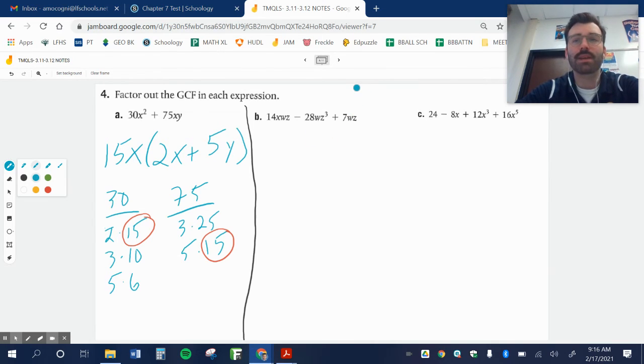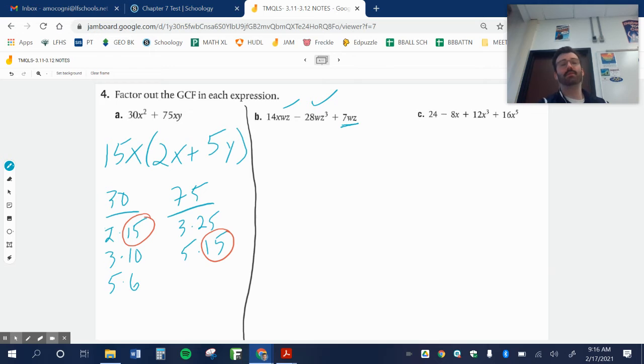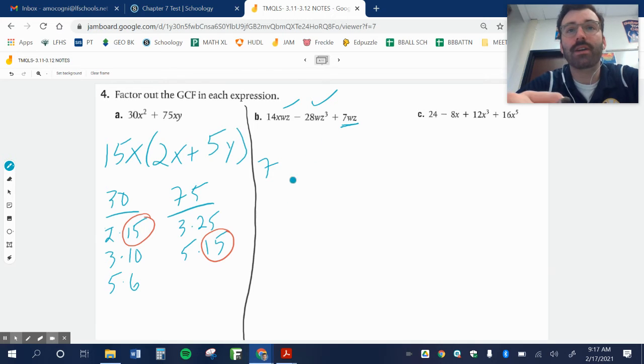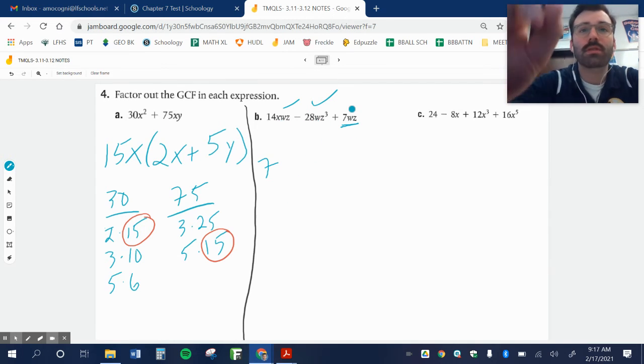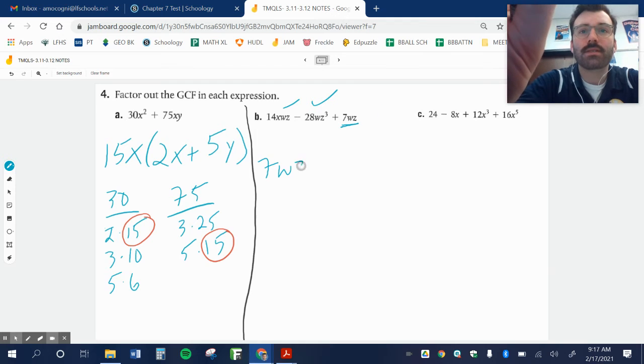All right, if I look at B, B is a little bit easier. What's our smallest number? Our smallest number is 7 here. 7 goes into 28. 7 goes into 14. Perfect. So our GCF is 7, so we don't have to do all this work over here. I take out a 7. I go to the variables. Each term has at least one W. Each term has at least one Z. So I can take out a W and a Z.